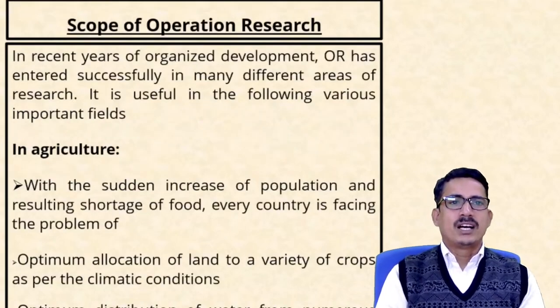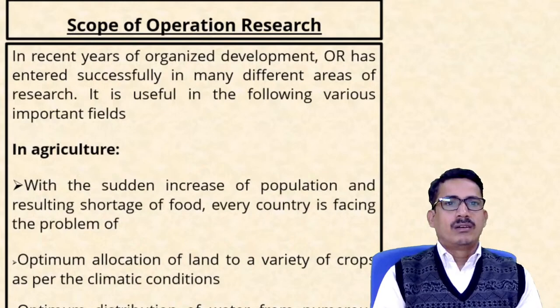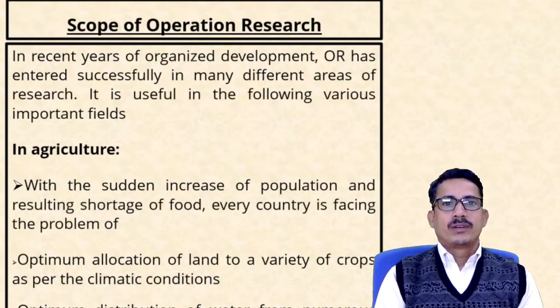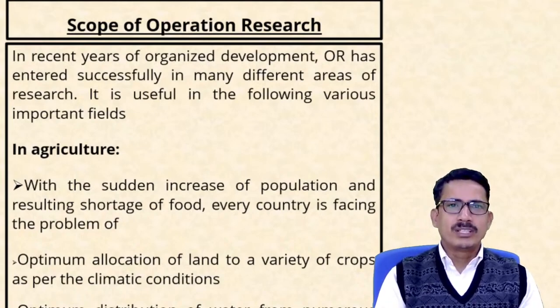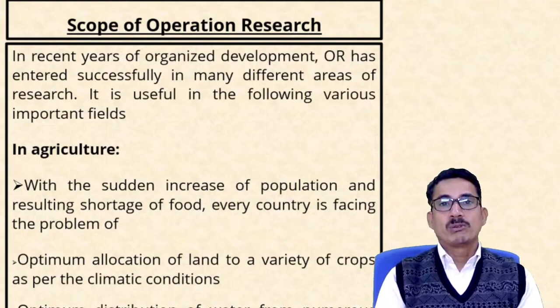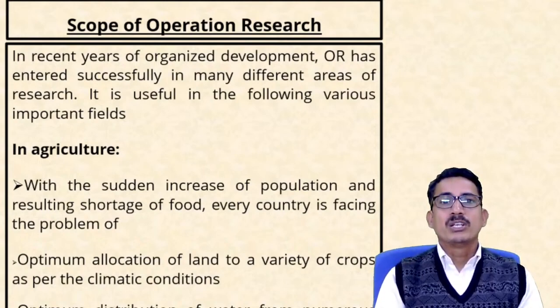Then coming to scope, it has a wide scope, as I said. In recent years, organization development, OR has entered successfully into different areas of research. We'll take one example, agriculture. Let's say you have less land, less fertilizer, less pesticide, everything is less. But you want to achieve more output. Even the manpower, because if we talk about the factors, the variables of agriculture production, these are the factors. The objective is to have more output, but using fewer resources.